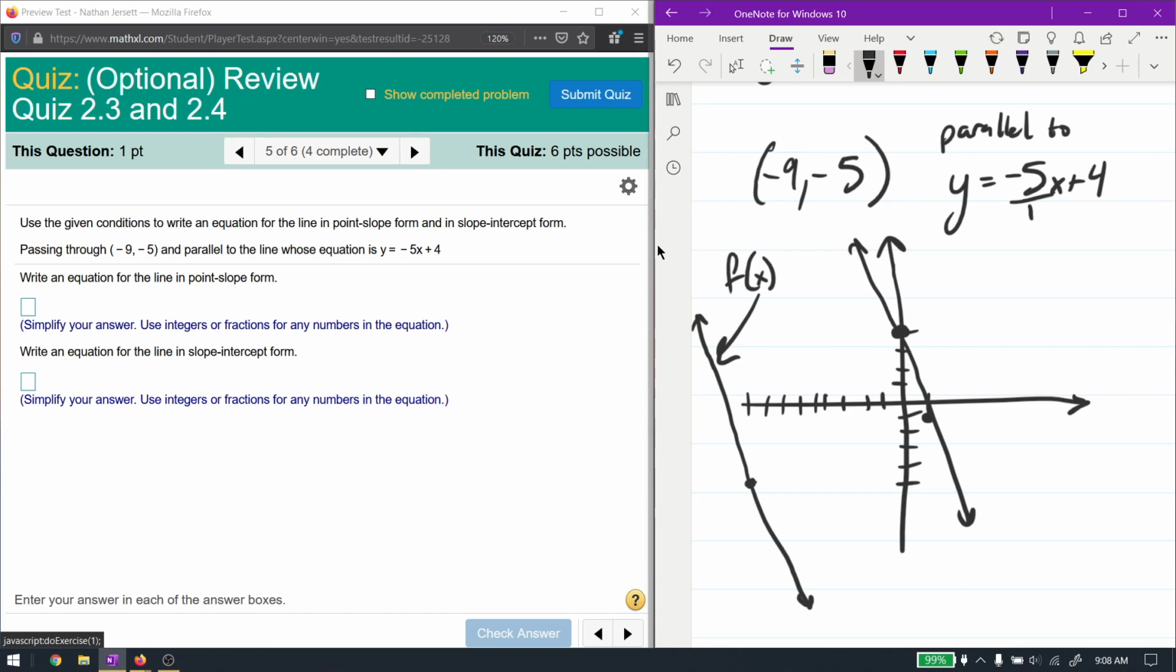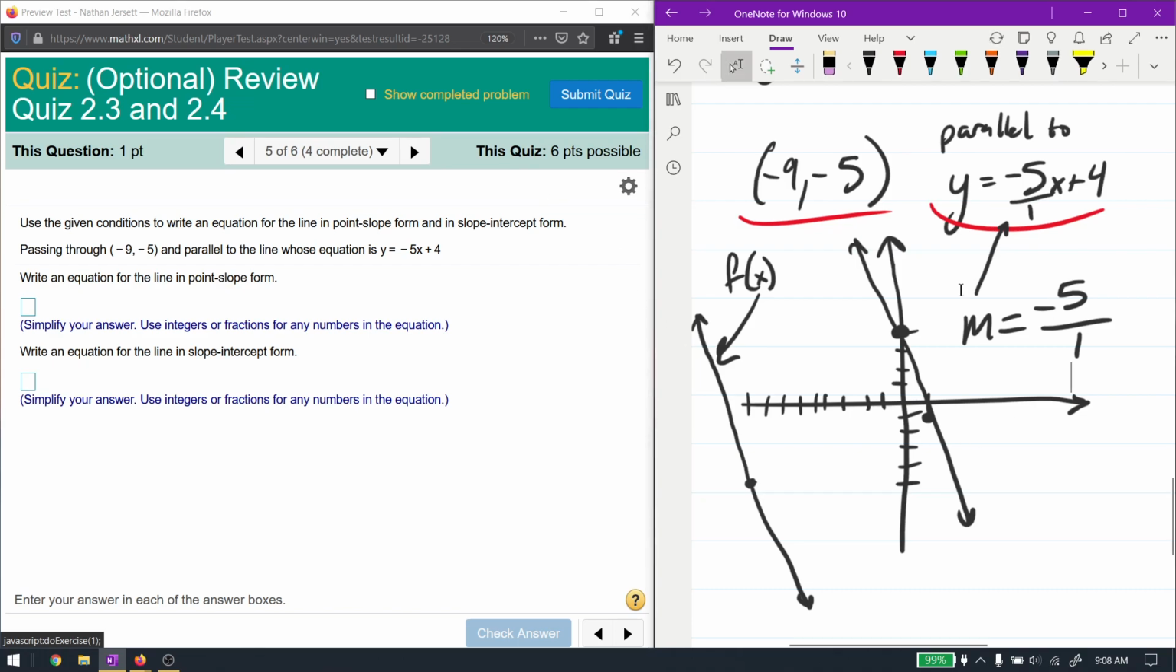You don't have to graph it. We're going to use this information that's given to us to find the relevant pieces. The first part, like I said, the most important, is finding the slope. The slope is going to come from the parallel line. Parallel lines have the same slope. So our line is going to have the slope of -5, which is the same thing as -5/1. So we have our slope, m equals -5, and it's going to pass through this point. So we know a point already on the line.